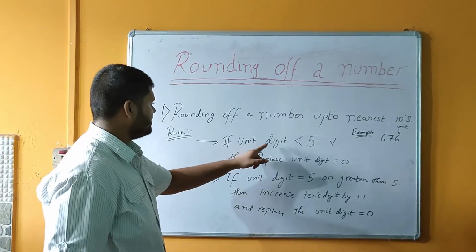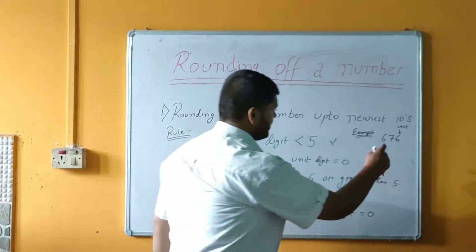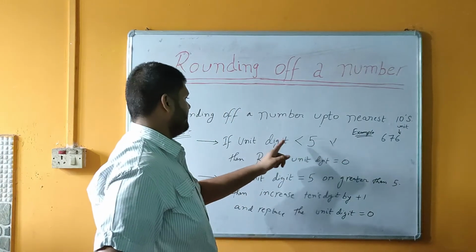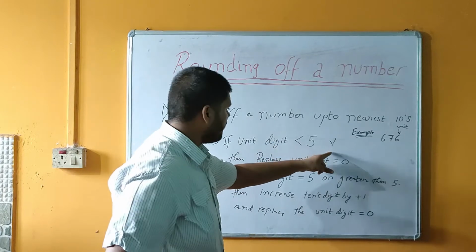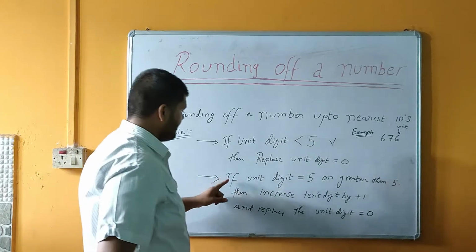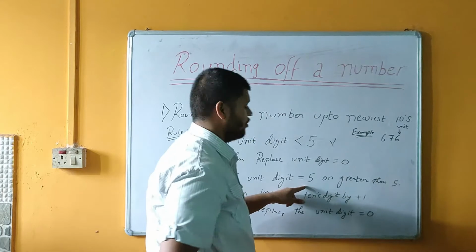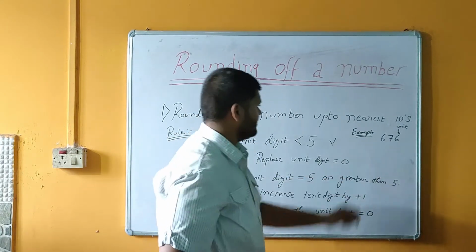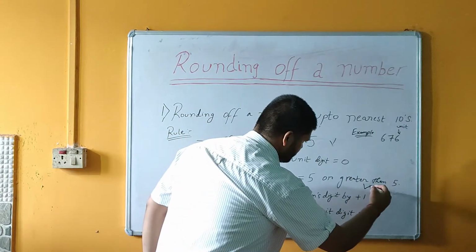If unit digit less than 5. So this is the example. In this example, the unit digit is 6, which is violating this rule because 6 less than 5 is false. So we will go for the second rule, which says if unit digit equal to 5. Is it equal to 5? No. Or is it greater than 5? Yes, this 6 is greater than 5. That means this condition is true.